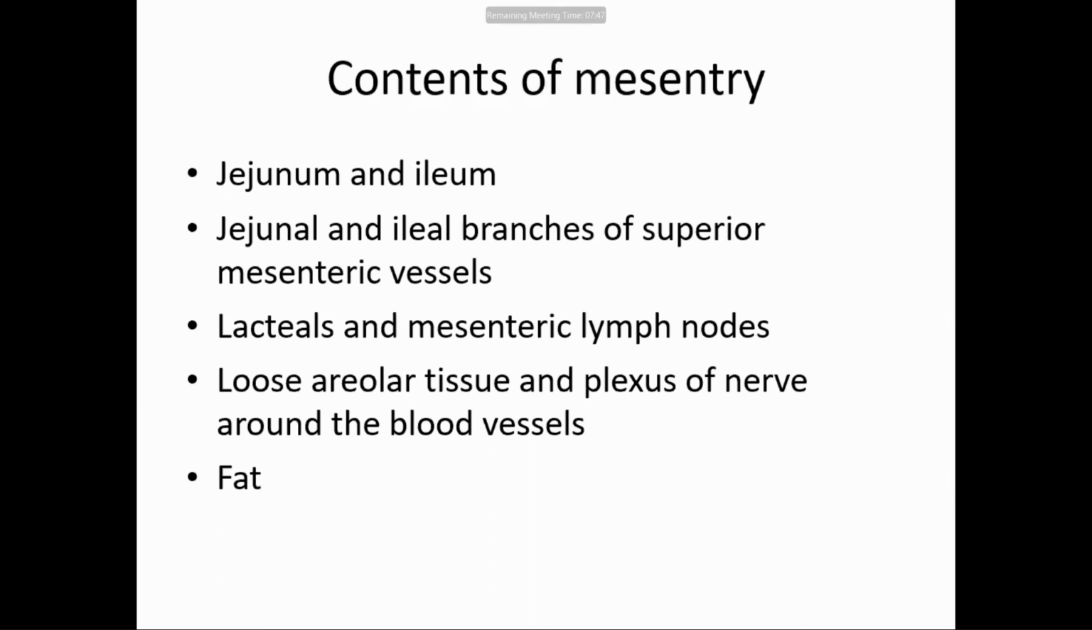Second part: plica circularis, major duodenal papilla, minor duodenal papilla, plica semicircularis, and plica longitudinalis. The major duodenal papilla is where the hepatopancreatic duct opens. It is also called the ampulla of Vater.